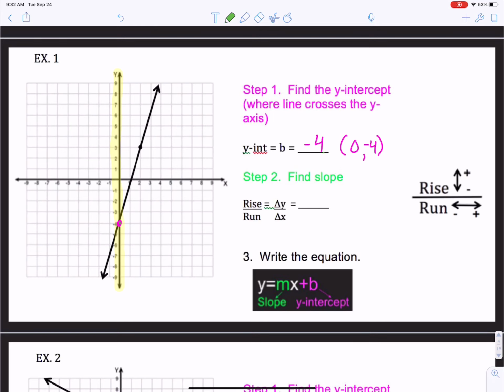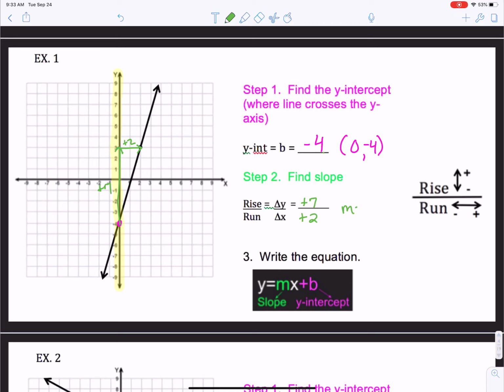Remember, we could use these 2 points that were given. If we saw other points that were in the crosshairs, we could use those too. So I would need to go up and then to the right. And if I go up, I went up 7. That is a +7. So my rise is +7. And I went to the right 2. Going to the right is positive. So my run would be +2.